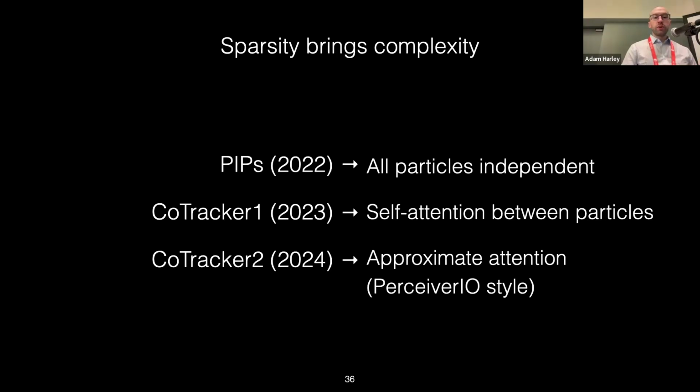And then the CoTracker papers introduced attention between the particles. Eventually they did that with a kind of approximated attention in the style of Perceiver IO. And CoTracker 3, the current state of the art whilst we were doing this, doesn't change this. So it's still this kind of approximated attention using these virtual points, virtual tokens.